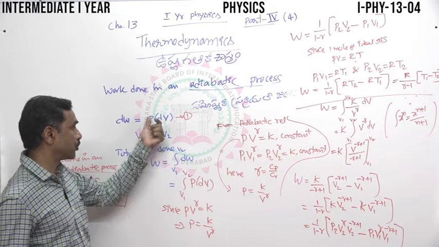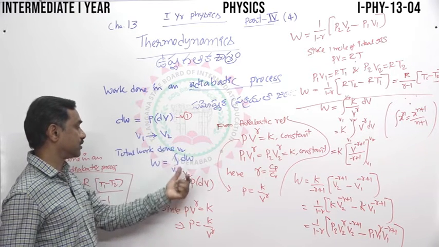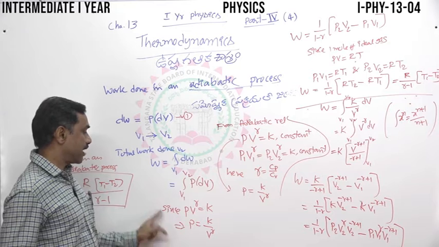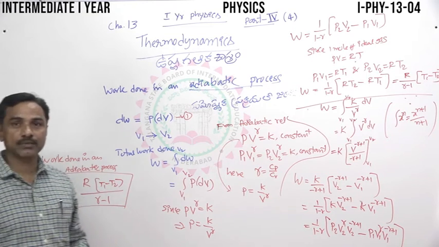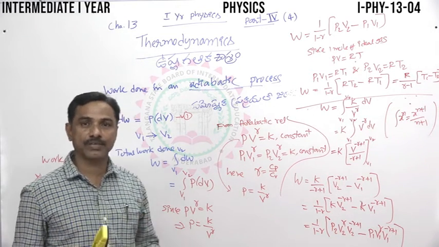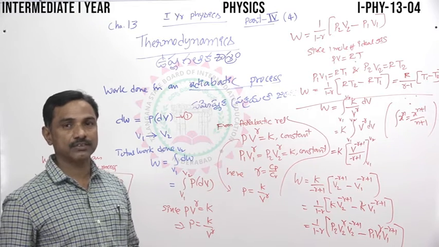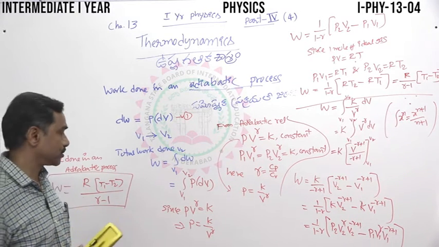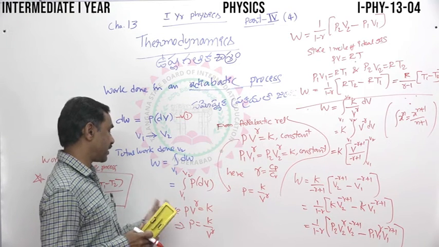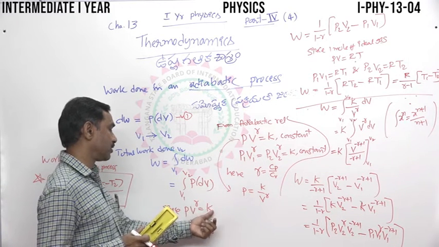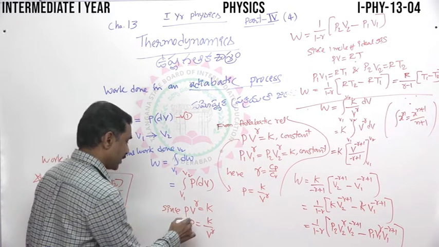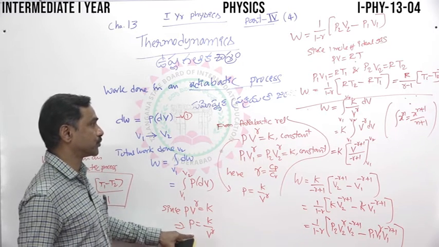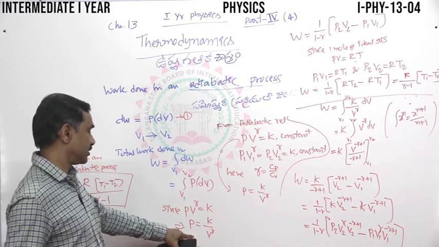integrating that above expression. So dW value is substituted here with lower limit V1 and upper limit V2. Since in an adiabatic process the temperature does not remain constant, remember, pressure changes, volume changes, temperature also changes. So we have to apply the adiabatic relation PV^γ = K, or P = K divided by V^γ. Now, substituting this information in this expression.